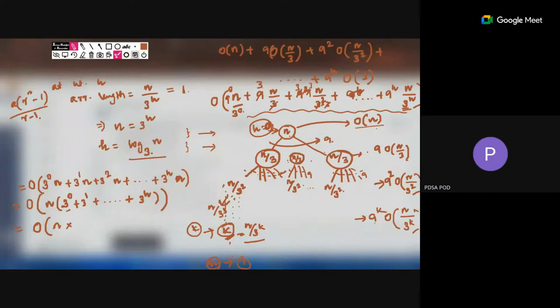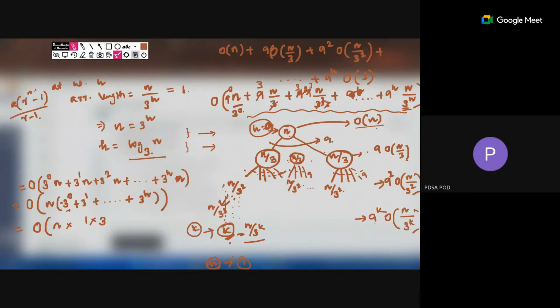So a is equal to 1 here because 3 to the power 0 is our a. So a is 1, and r is 3 here. And then we are having h elements. R is the common ratio. Yeah, the common ratio is 3.